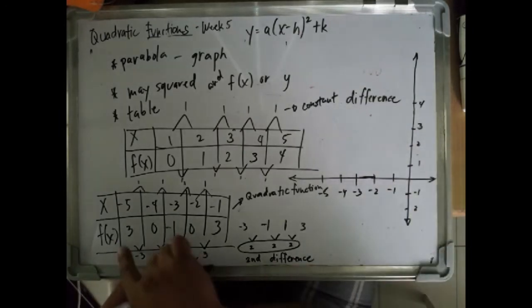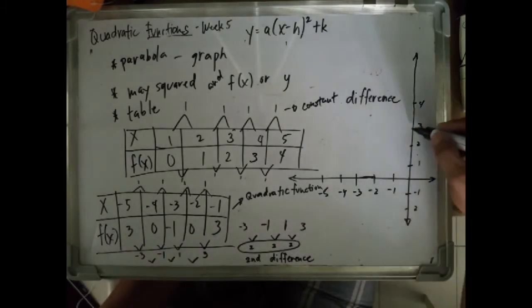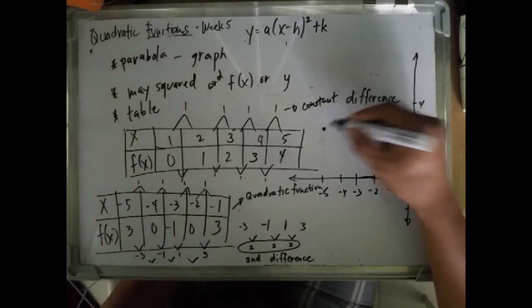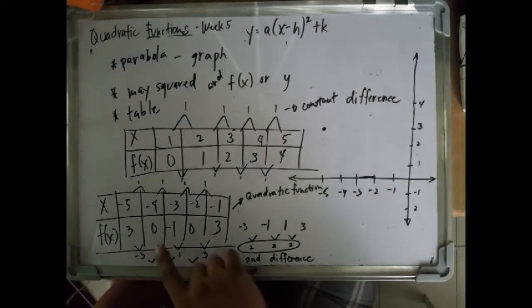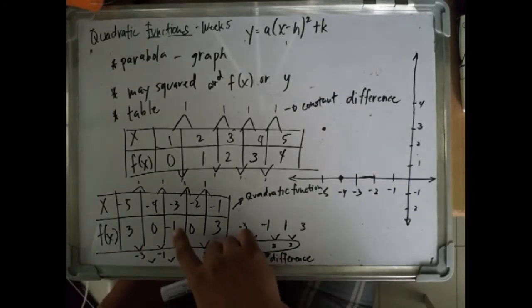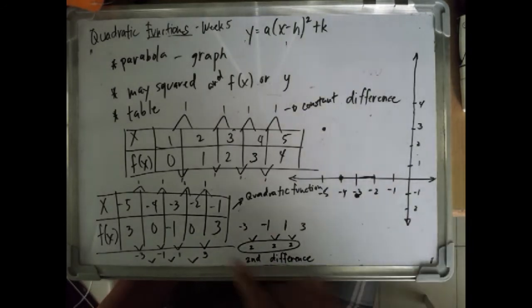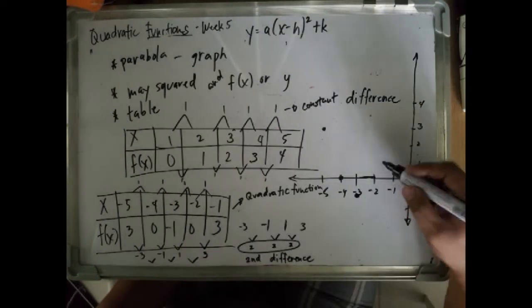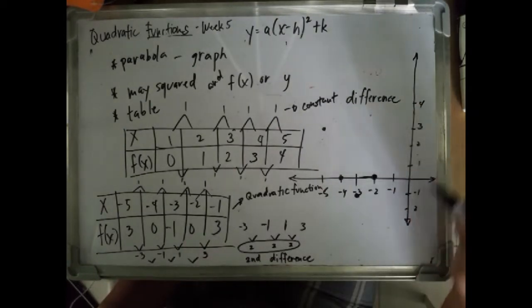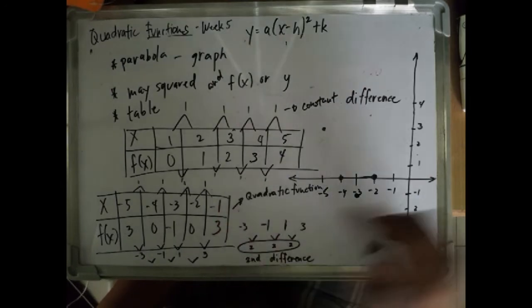Okay, so let's graph this table of values. So if we have negative 5 as your x, we have 3. So this is 1 point. If we have negative 4 as your x, your f of x is 0. It's another point. If we have negative 3, f of x is negative 1, here's this one. If we have negative 2 as your x, our f of x is 0. If you have x as negative 1, your f of x is 3.